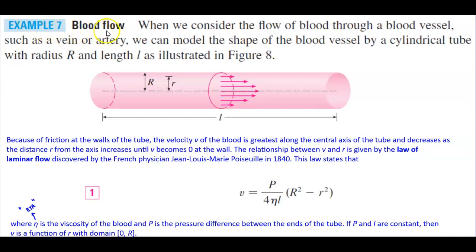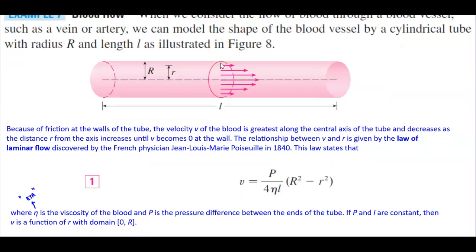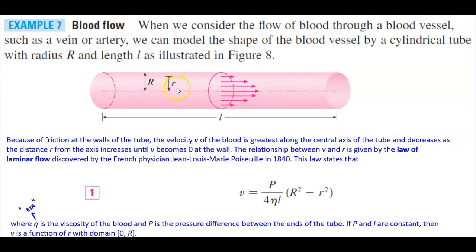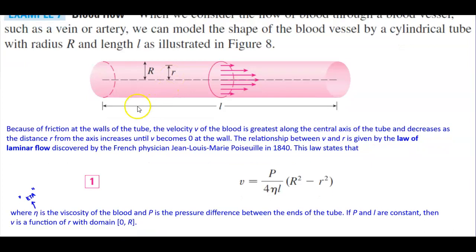Example 7, blood flow. When we consider the flow of blood through a blood vessel, such as a vein or artery, we can model the shape of the blood vessel by a cylindrical tube with radius R and length L, as illustrated in figure 8. So there's your radius R, and then your lowercase r here, and then we have our length L.